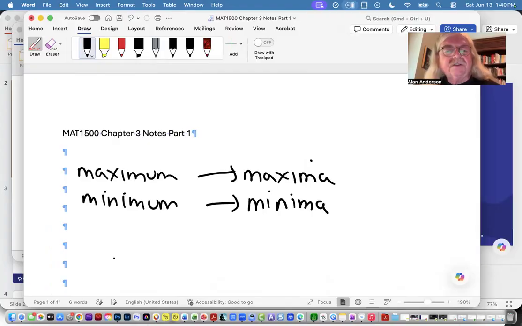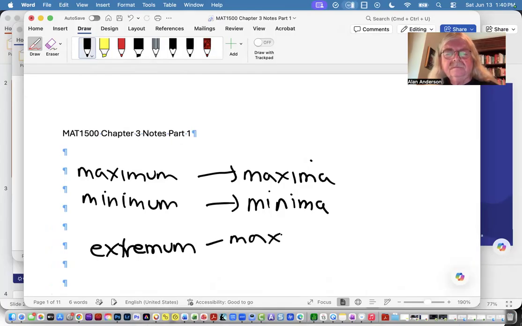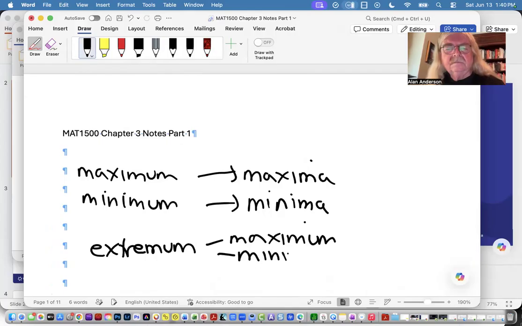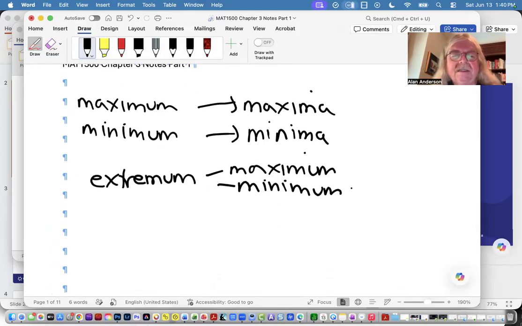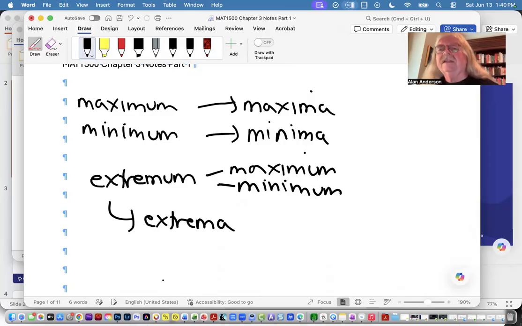Now, the word extremum can refer to either a maximum or a minimum. And as you can probably guess, the plural then of extremum must be extrema. Okay, so I just want to get that straight right up front because this is what we're going to be talking about for the rest of this chapter, basically.